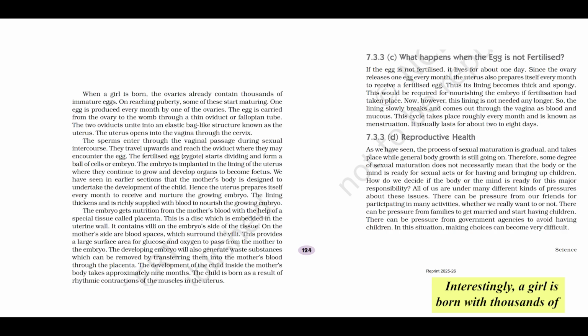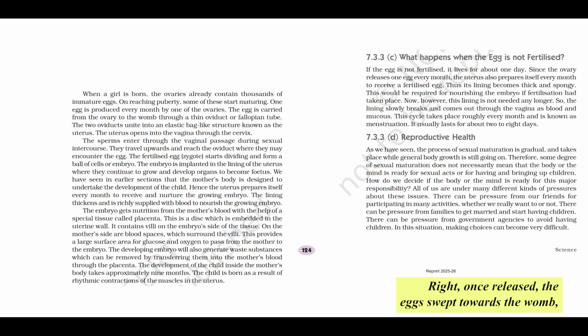Interestingly, a girl is born with thousands of immature eggs already in her ovaries, dormant. They only start maturing at puberty. From then on, typically one egg matures and is released by one ovary each month, alternating. Ovaries make eggs, one per month after puberty, and female hormones.